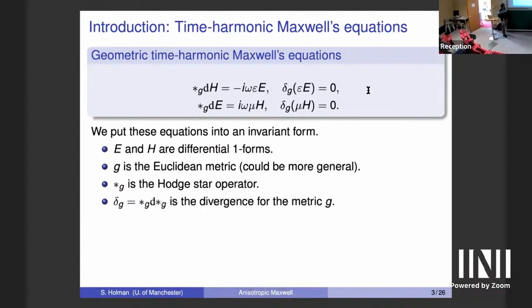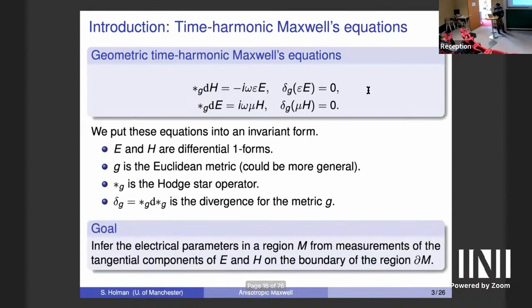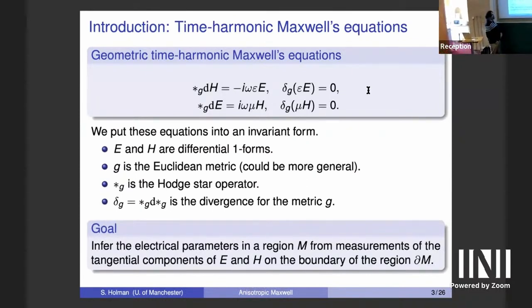The divergence can be defined in this way. So this agrees with the Euclidean divergence in Euclidean coordinates: the composition of the Hodge star and exterior derivative gives us the divergence with respect to the metric. All right. Again, the goal is to infer the parameters in a region from measurements of the tangential components of E and H. So this is the boundary information we have about E and H, the particular solutions of this equation in the region.